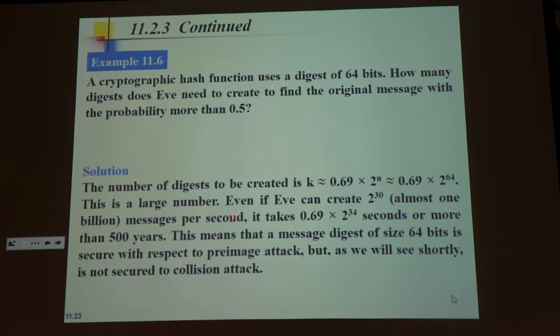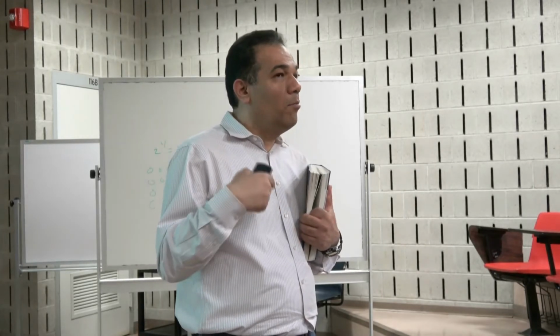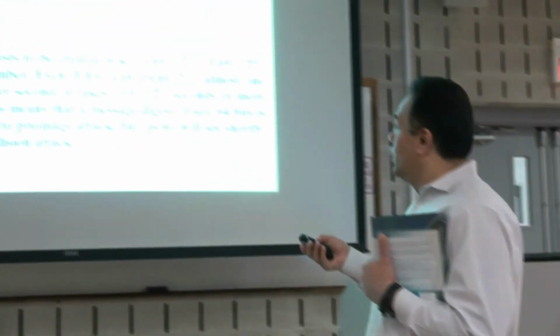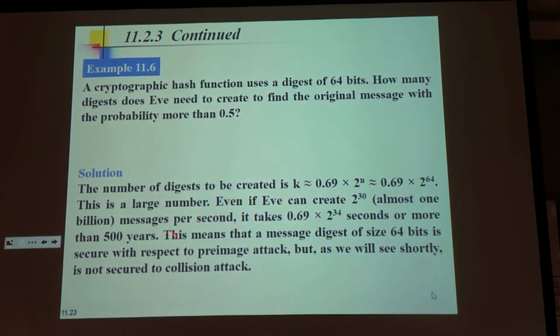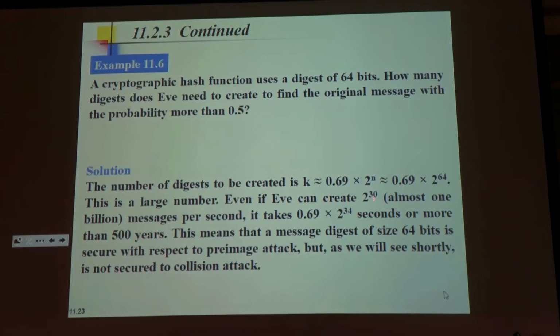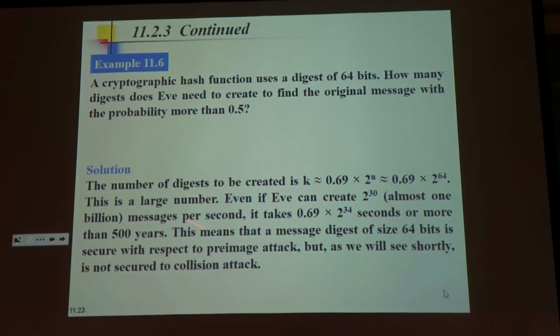This is a large number. Even if Eve can create 2 to the power 30 messages, how much is 2 to the power 30? 2 to the power 10 is about 1,000. 2 to the power 20 is 1 million. 2 to the power 30 is approximately 1 billion. So if she has a fast computer that can create 1 billion messages per second, it takes the remaining 2 to the power (64 minus 30) seconds, which is about 500 years.